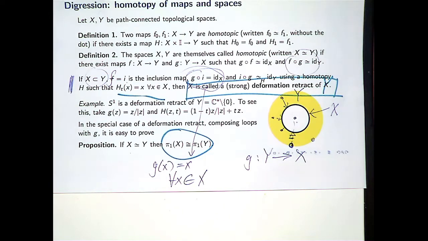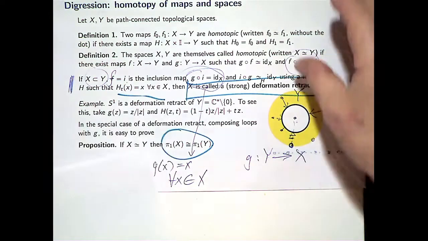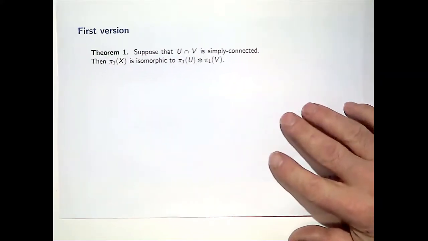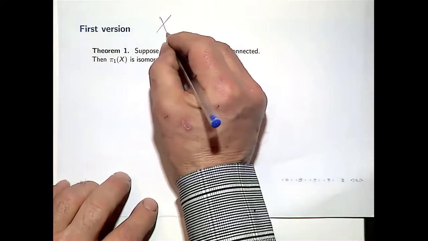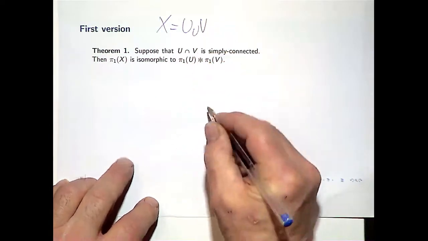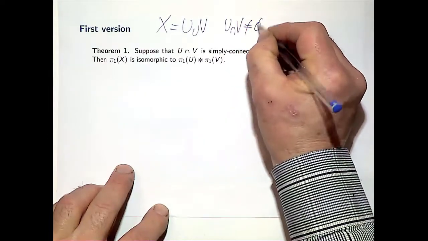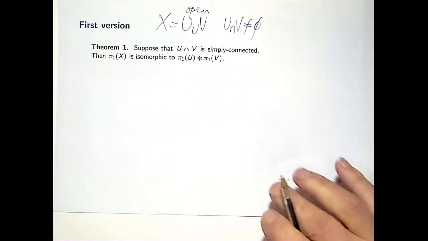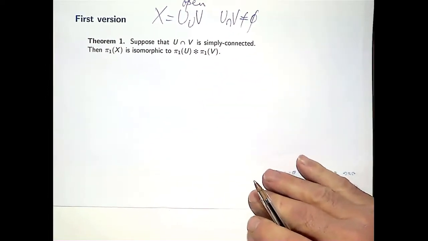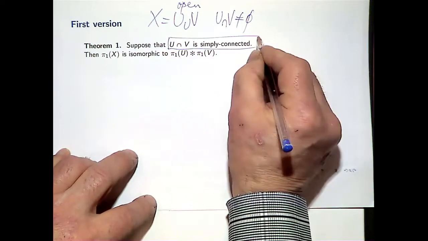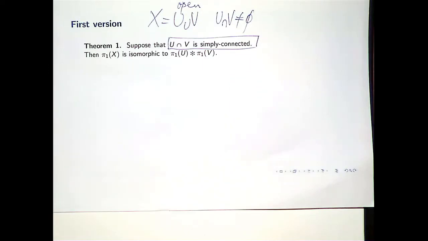So here's the first version of Van Kampen's theorem in a very, very special case in which the intersection is simply connected. So we have this setup. Remember that X is the union of two open sets and their intersection is non-empty. And these have to be open subsets. And in that case, we assume that the intersection is simply connected. That was not the case for my spherical example, in which the equator, or the tropical region, was not simply connected.